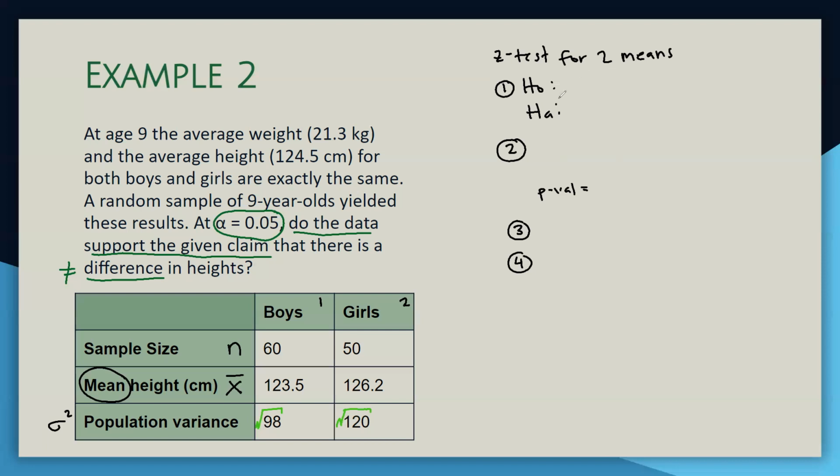So starting with the null and alternative hypotheses, these are claims about 2 means. We know the claim we're testing is that there is a difference in height. So the alternative is a not equal to, and that's the claim of interest. And then the null we can always default to equal to. Next step, we're going to go ahead and run this test in a calculator.